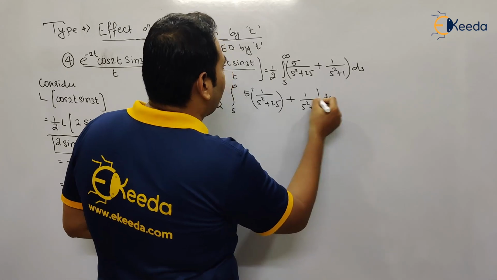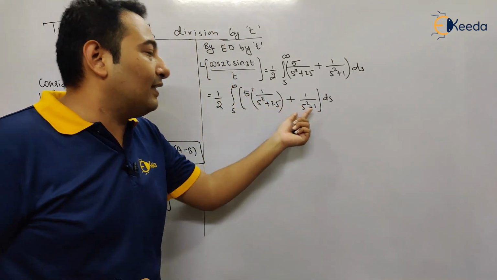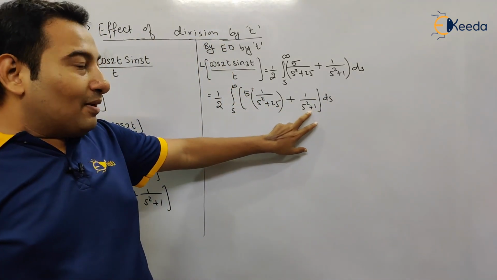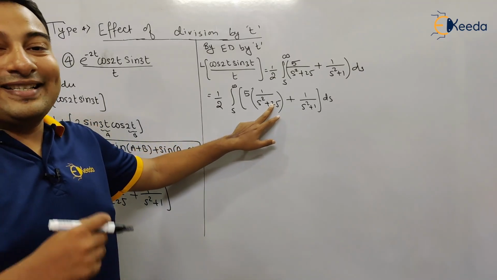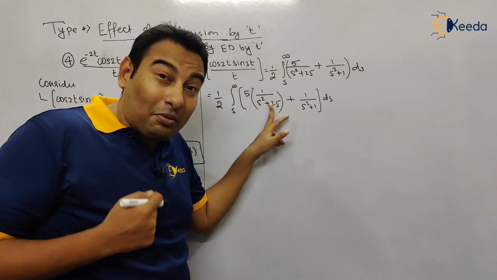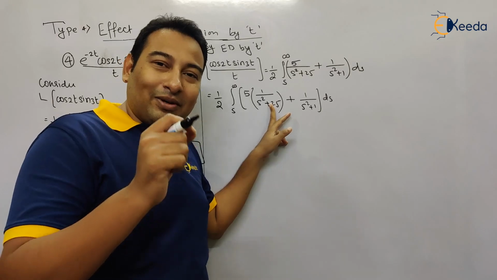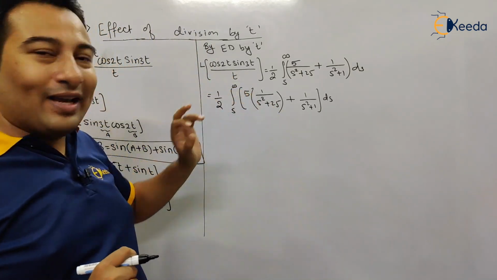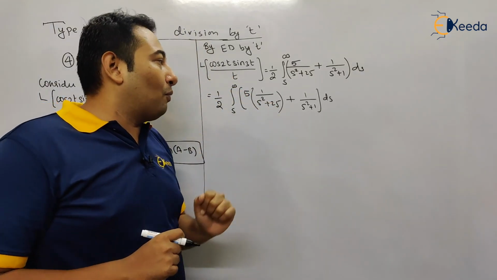Now please tell me which formula here and here. Here formula number 3, here formula number 4. Because if you're thinking about formula number 5, in the numerator it must be s. So there is no s in the numerator, therefore formula number 4.